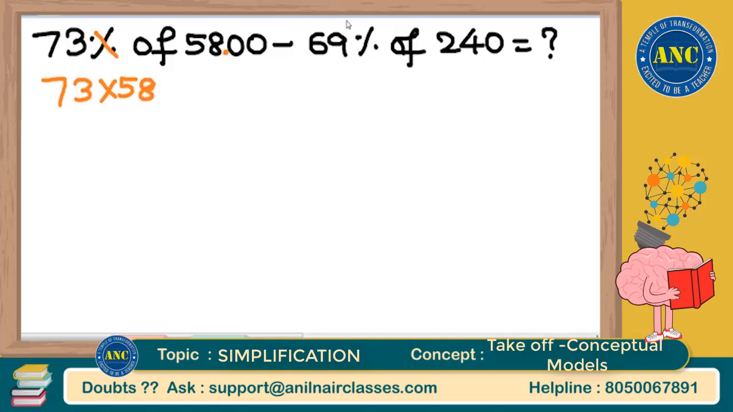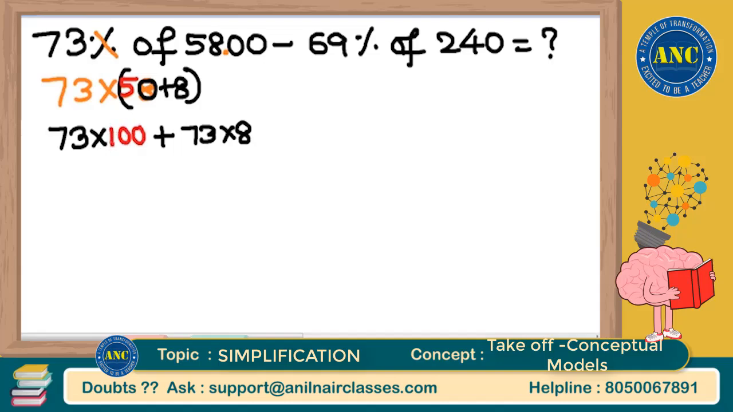Now, again think logically. 58 is 50 plus 8, right? That means it is 73 into 50 plus 73 into 8. You should calculate all these things in your mind so fast, sir. 73 into 50 I don't like. I will do 73 into 100, but I want 50 divided by 2.